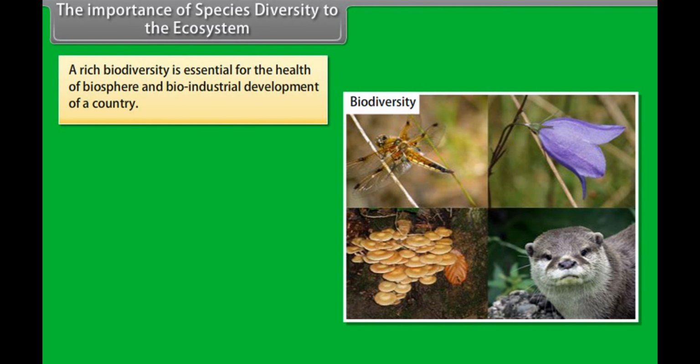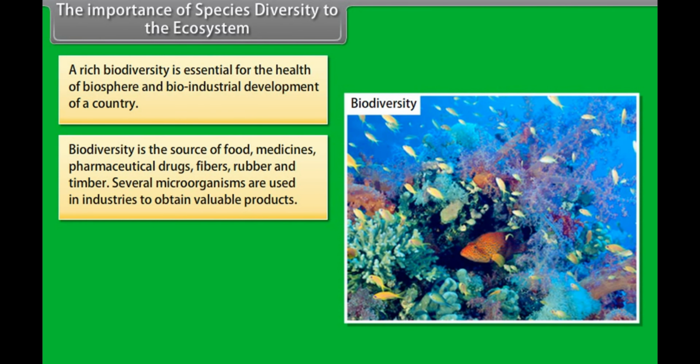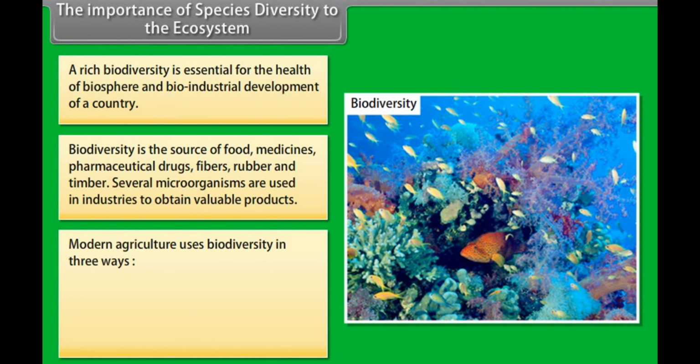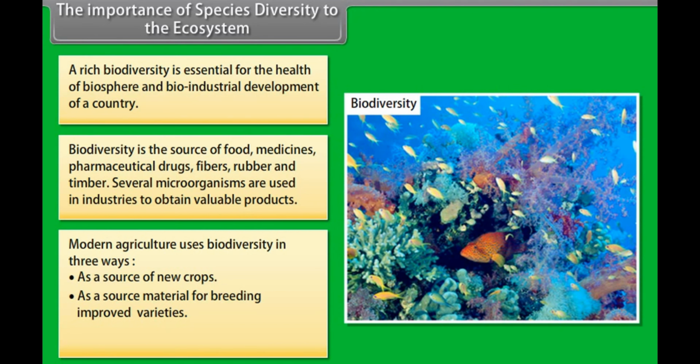A rich biodiversity is essential for the health of biosphere and bioindustrial development of a country. Biodiversity is the source of food, medicines, pharmaceutical drugs, fibers, rubber, and timber. Several microorganisms are used in industries to obtain valuable products. Modern agriculture uses biodiversity in three ways: as a source of new crops, as a source material for breeding improved varieties, and as a source of new biodegradable pesticides.